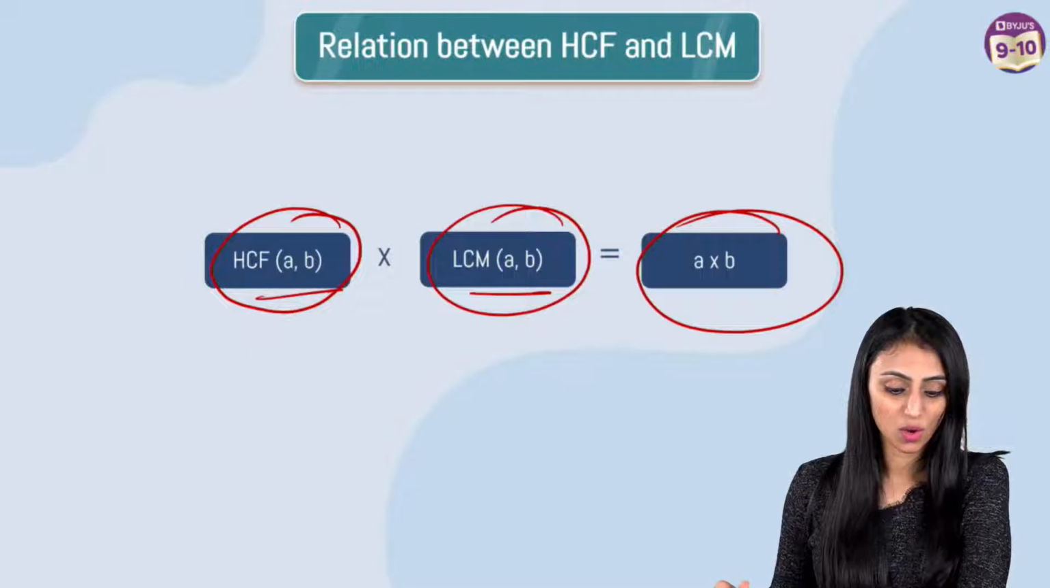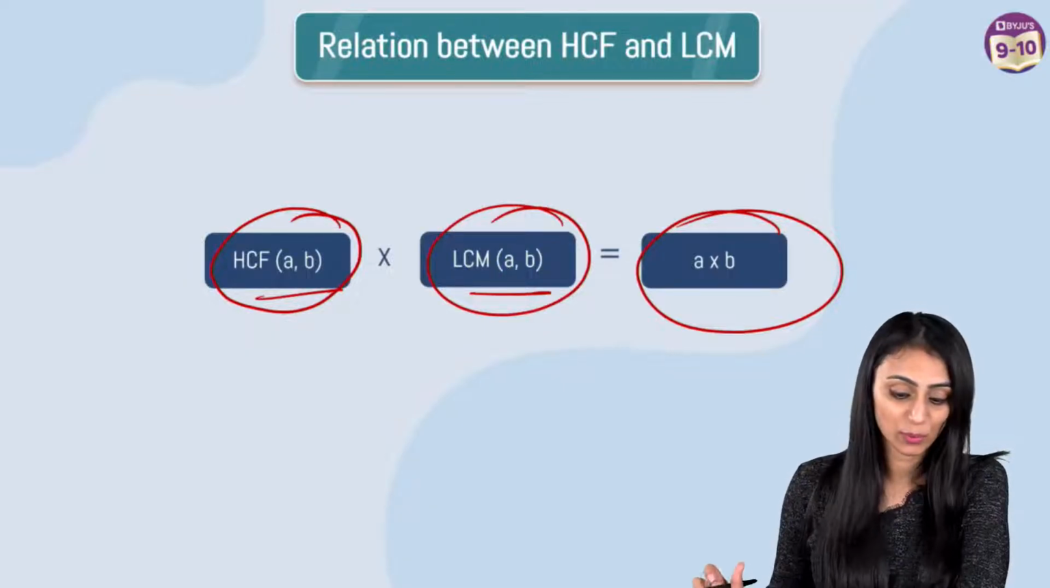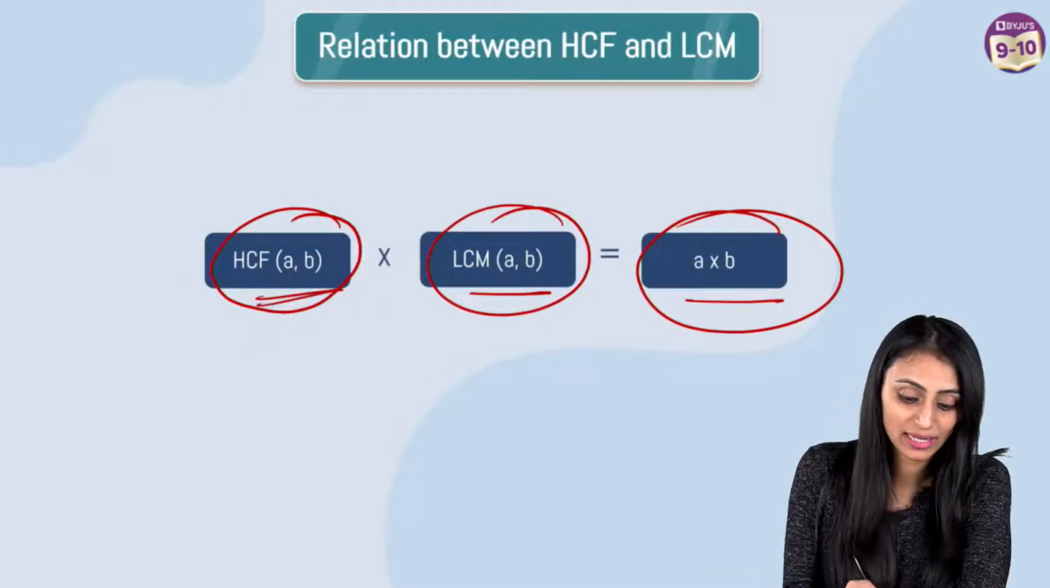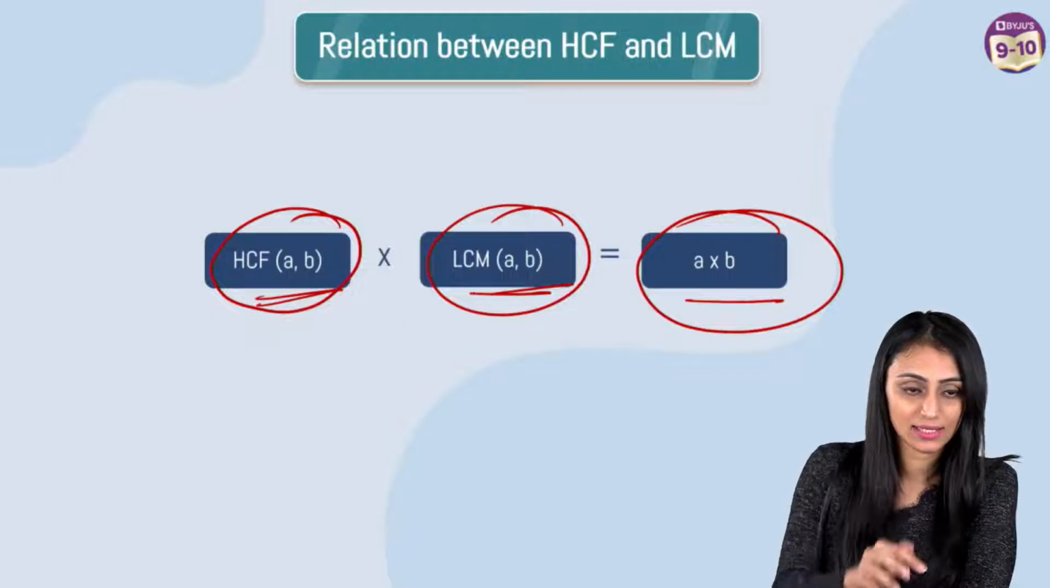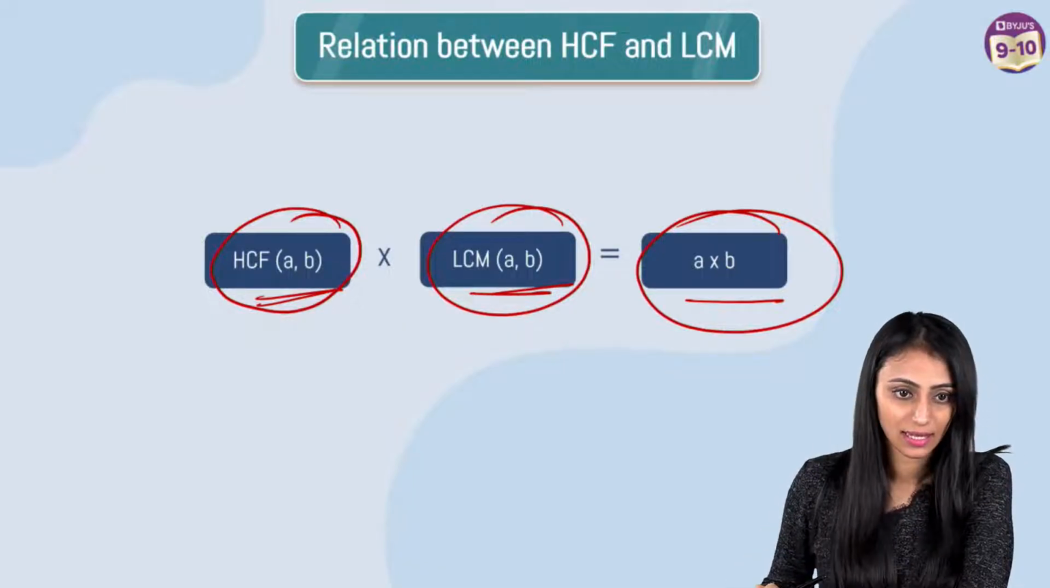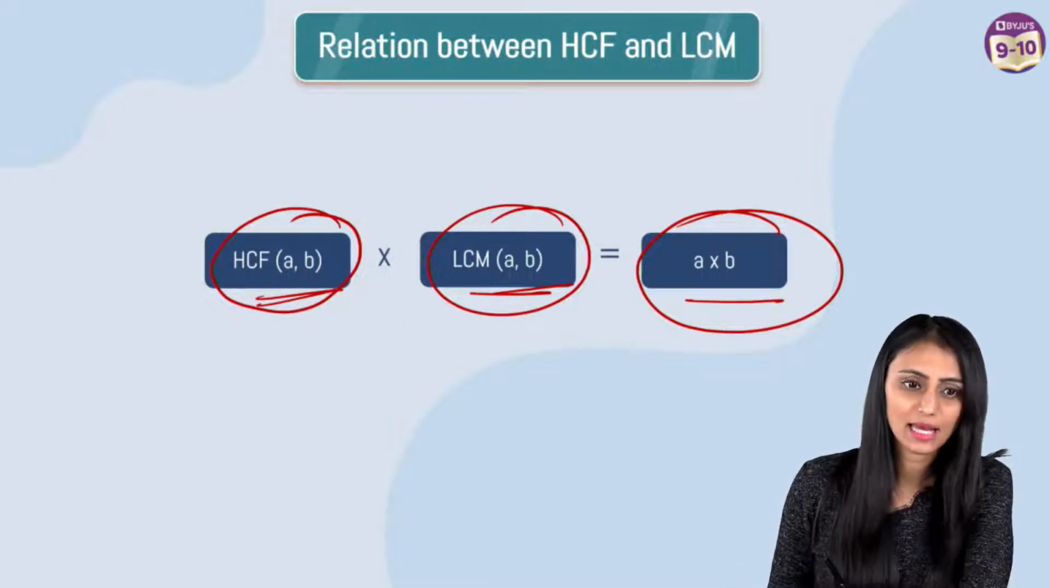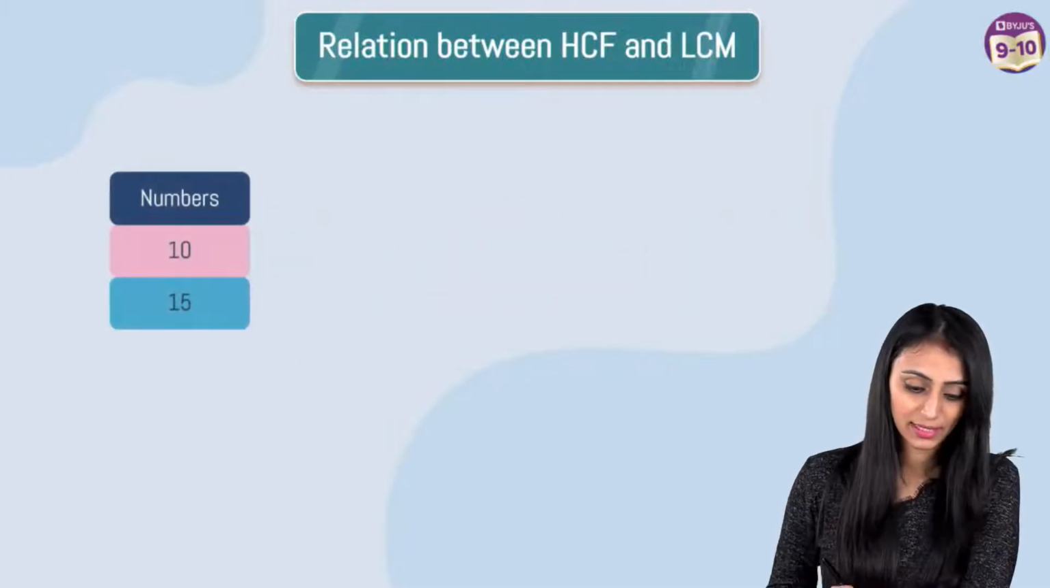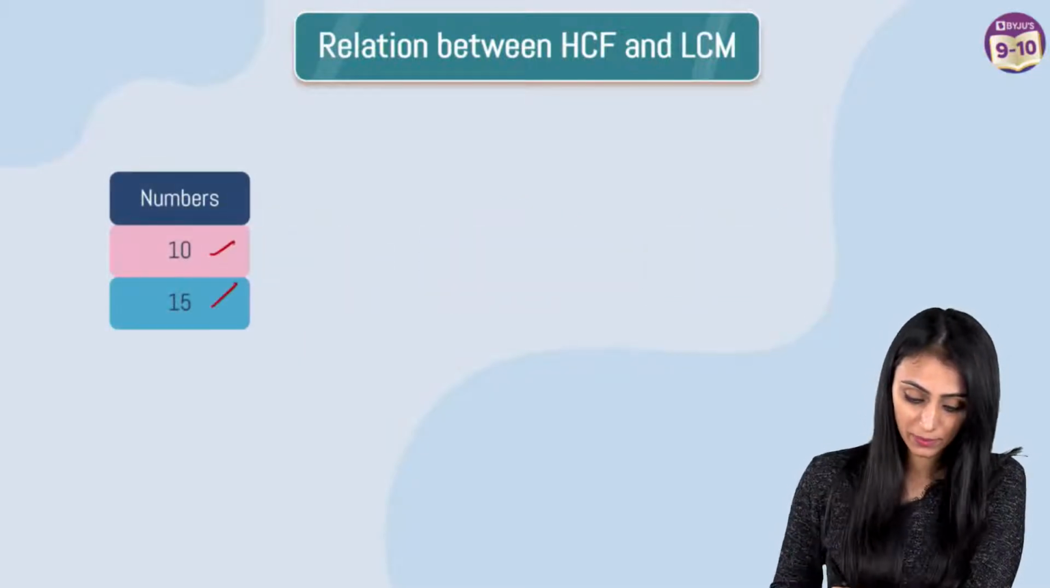Alright. So let's say we have two numbers A and B. The product of two numbers is equal to the product of their HCF and LCM. Yes, right, Varshini. Let's take an example to understand this. You will have a better understanding. Let's say we have two numbers 10 and 15, right?